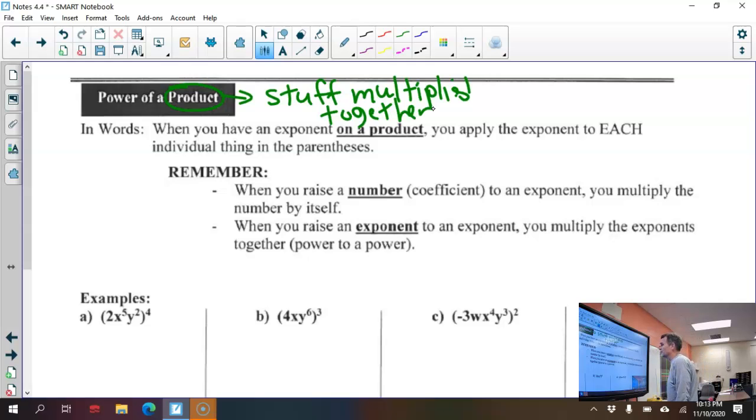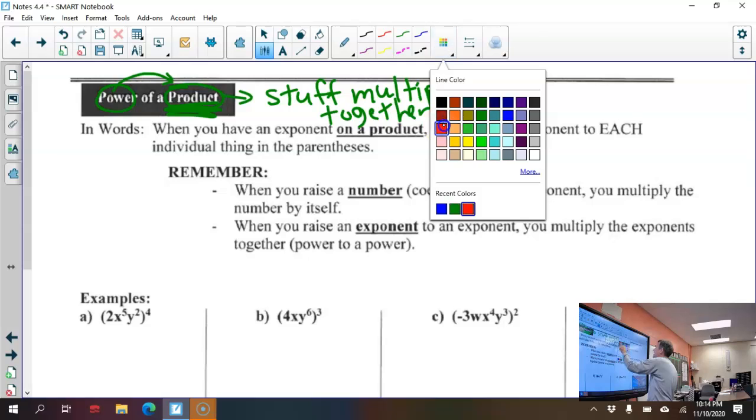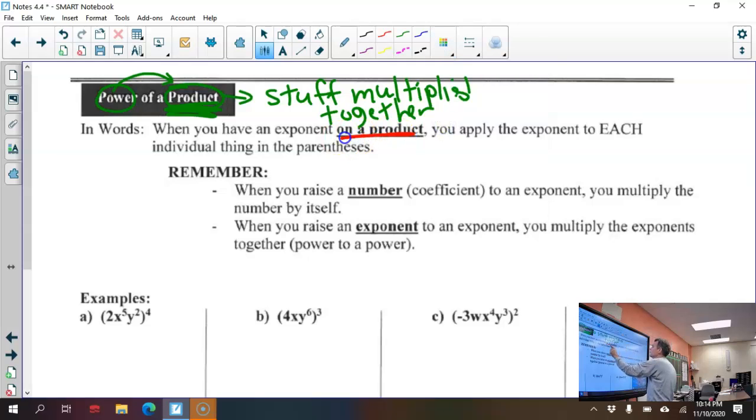And what we're going to do is take a bunch of stuff multiplied together and put an exponent on the whole thing. That's why it's called the power of a product. It's a bunch of stuff multiplied together with a power on it, or an exponent on it. And I want to give you a couple reminders. So first, when you have an exponent on a product, a bunch of stuff multiplied together, you apply the exponent to each individual thing in the product.